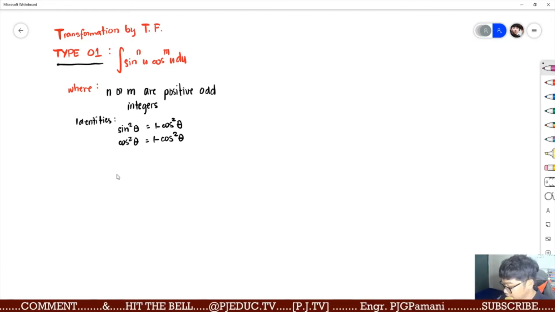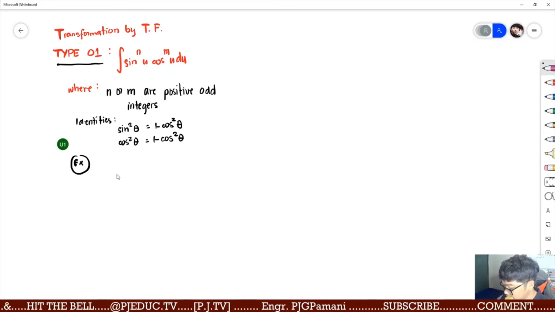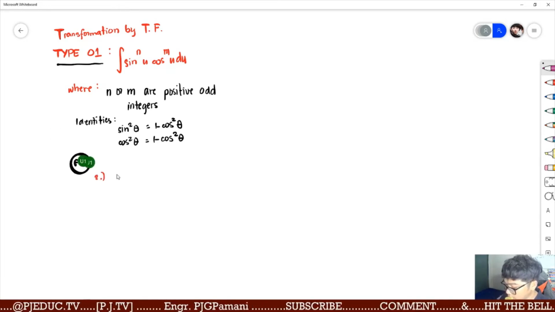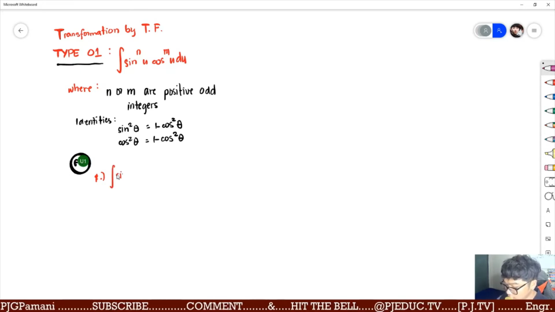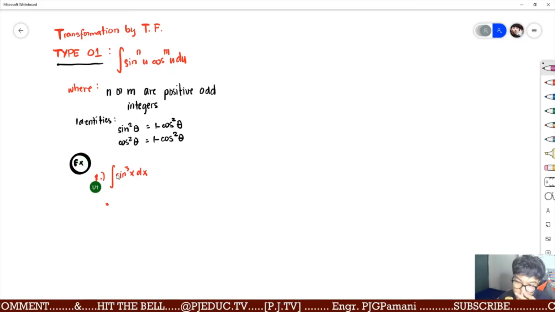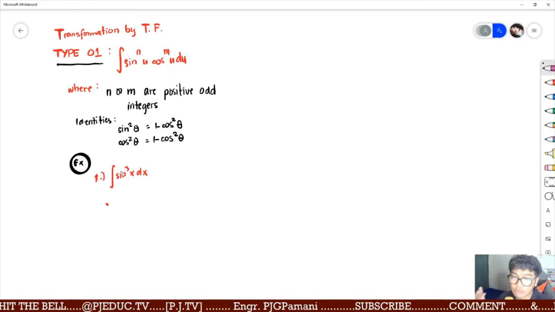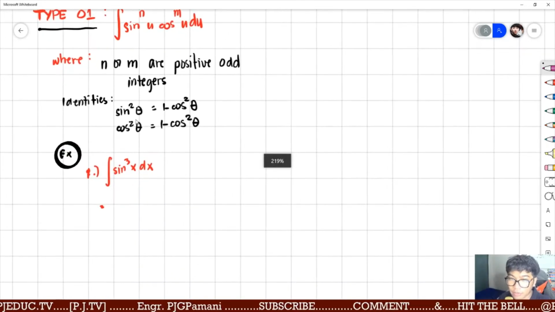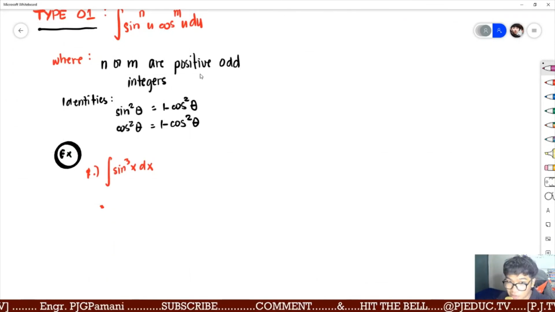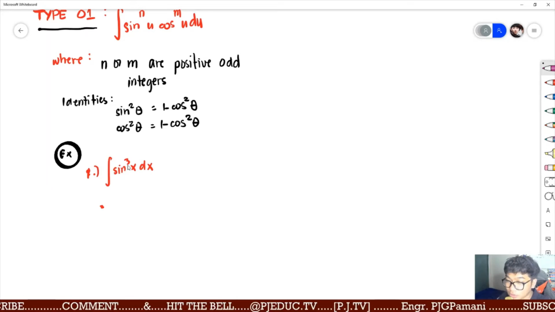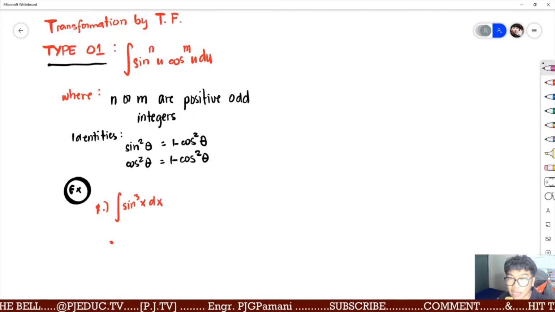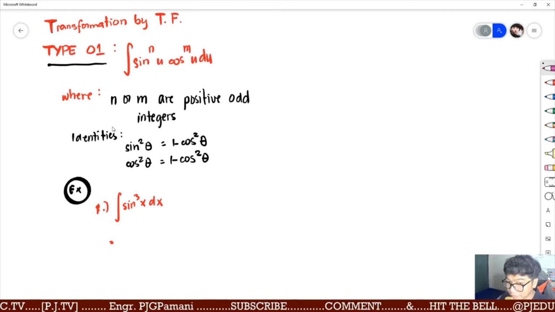Now, what if, as our first example, you're asked to evaluate the indefinite integral, number 1, the indefinite integral of sine cube x dx. This is the most basic problem. So, remember, positive odd integers. In this given problem, we have a positive integer, and it is also a positive odd integer. So meaning we can apply this particular formula for this problem.